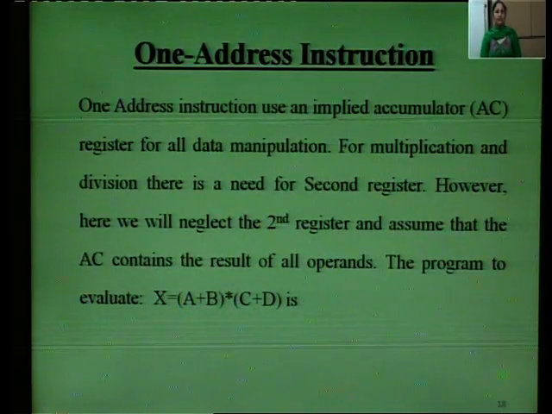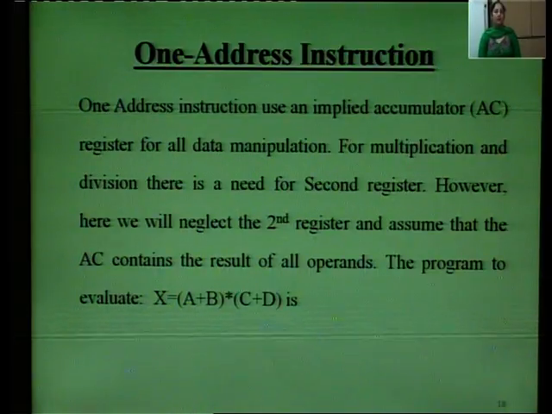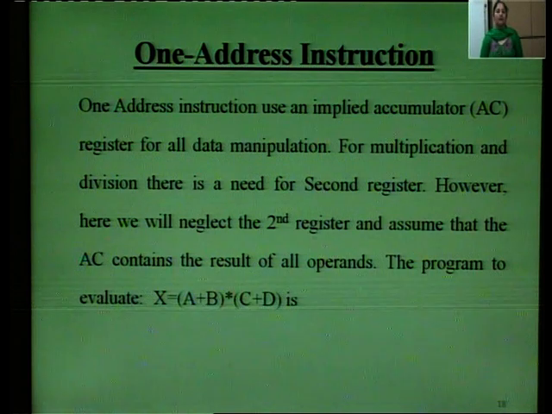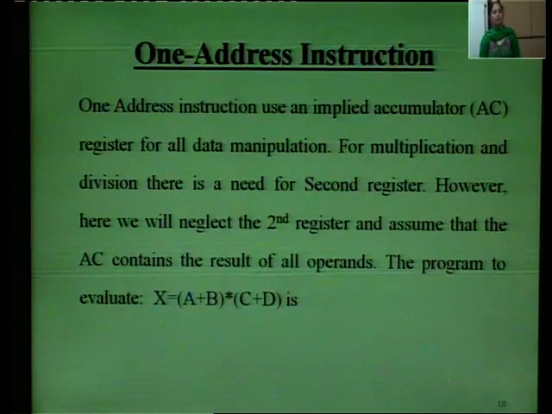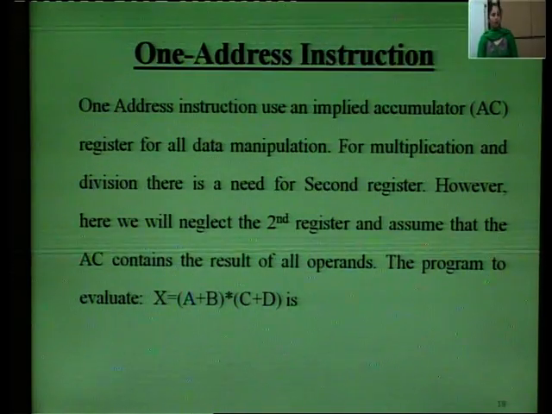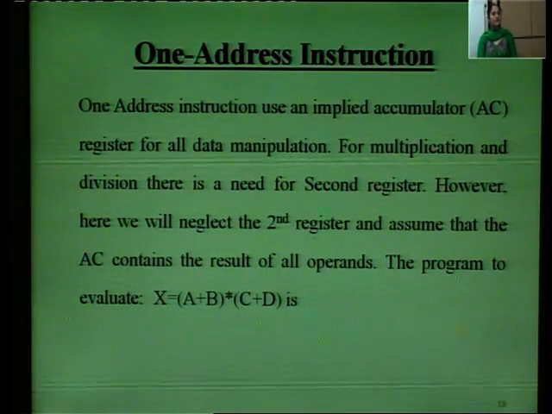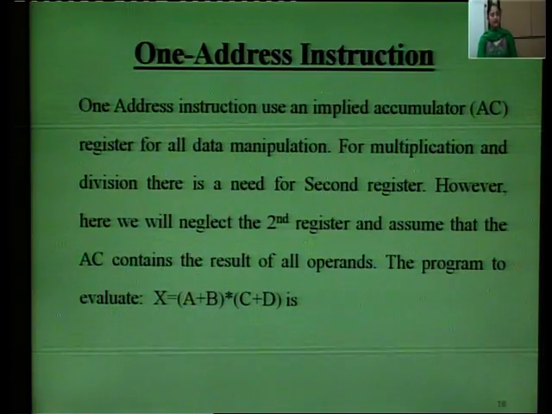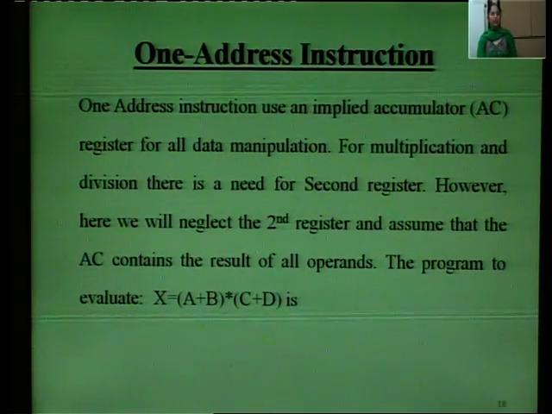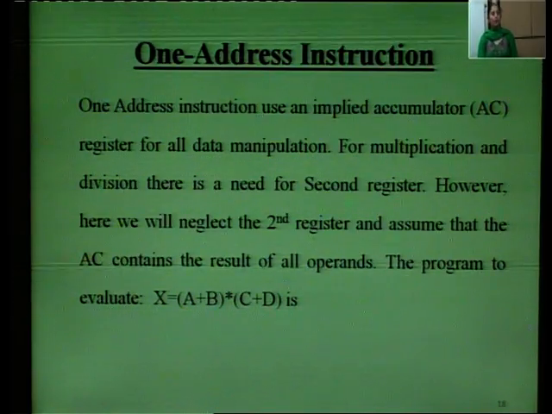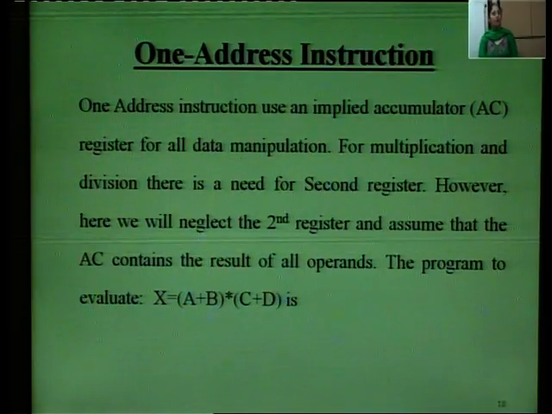Next is the 1 address instruction. 1 address instructions use an implied accumulator. The accumulator is a register that stores temporary data, and is used for all data manipulation. For multiplication and division, there is a need for a second register. However, here we will neglect the second register and assume that the accumulator contains the result of all operands.